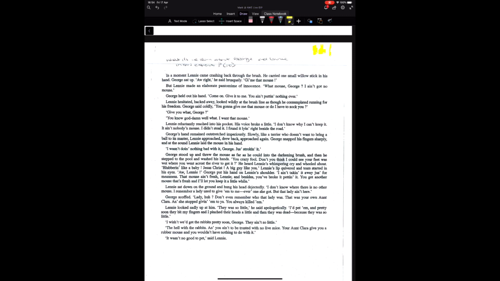I want to show you how to do an extract question for an English Literature GCSE paper. Now you'll have 3 extract questions to do over the 2 papers, one on Heroes, one on An Inspector Calls, and one on Of Mice and Men. And so Of Mice and Men I'm going to look at. Here's an extract question.